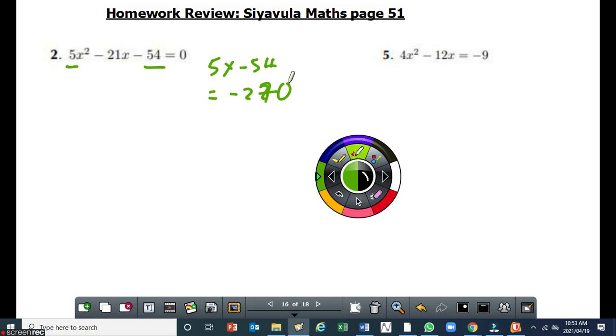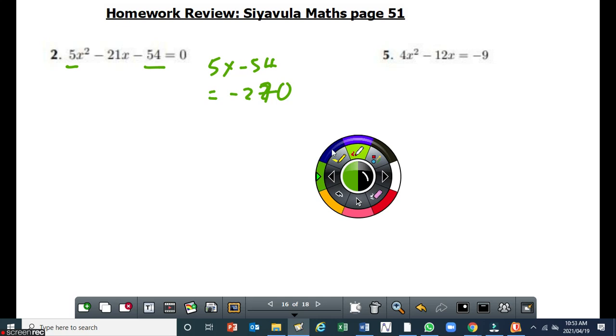Can someone tell us which two factors of minus 270 add up to minus 21? So minus 30 and plus 9. So it's going to be minus 30 and plus 9.